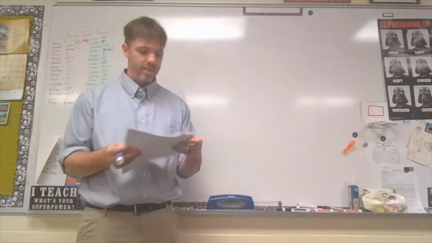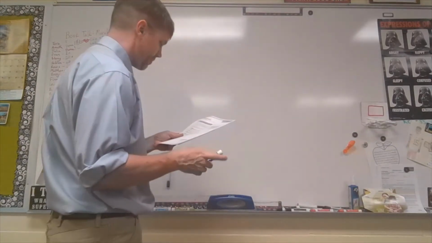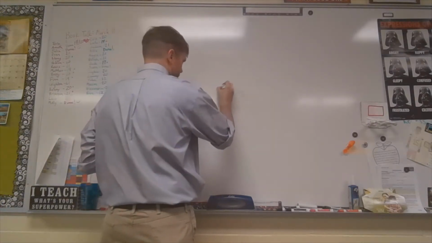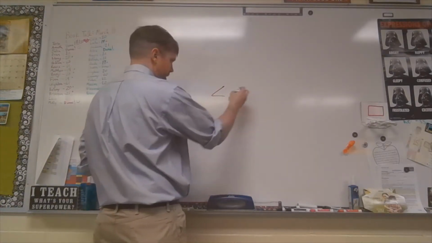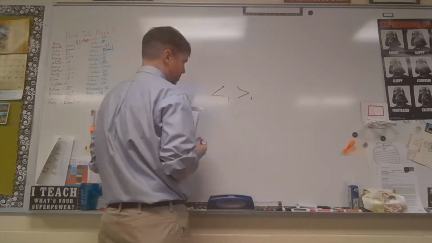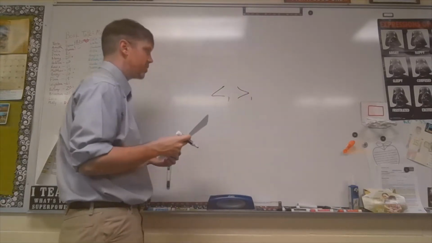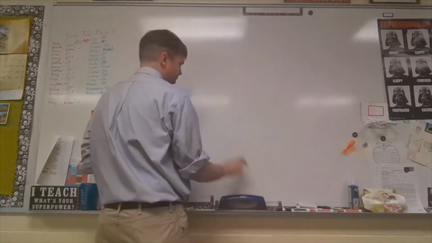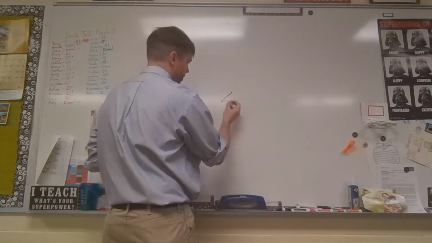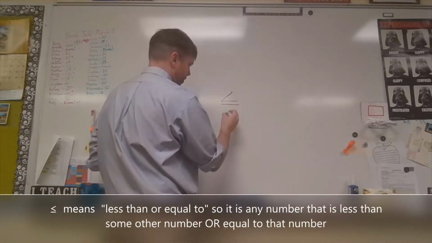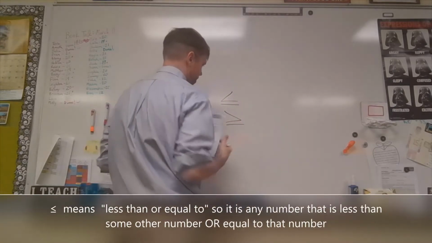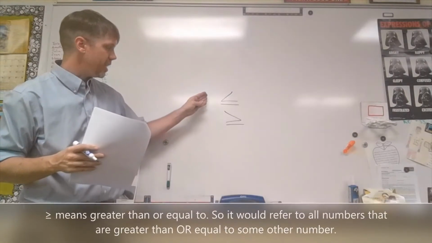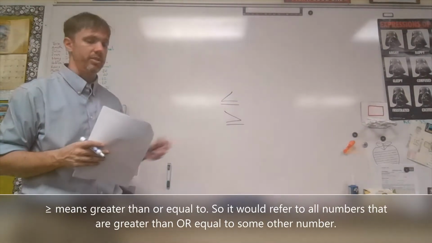And really what it is, it's these symbols that you guys have all seen, right? So less than, greater than, and now here's two new ones that you have not seen. You've got less than with a line under it and greater than with a line under it. And all this means is that it is less than or equal to some number.